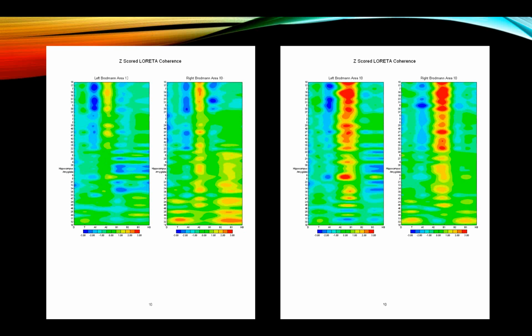If we keep looking through the data, again, now we see it through Brodmann area 10, the same kind of phenomena. And there's massive changes in LORETA coherence across virtually every Brodmann area.